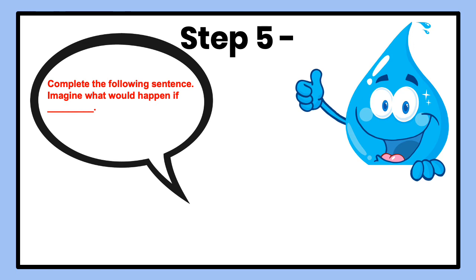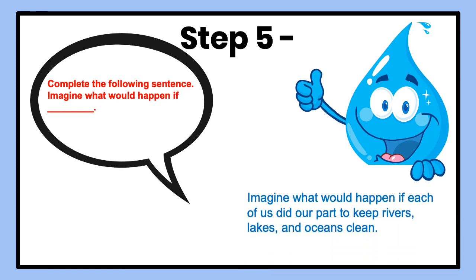Now that you've had a chance to write your sentence in your journal, here's my sample response. Imagine what would happen if each of us did our part to keep rivers, lakes, and oceans clean. Remember, your sentence should also be about what we have been learning, and it should be written down in your journal or on a piece of paper. You will need this sentence for the next part of our lesson.